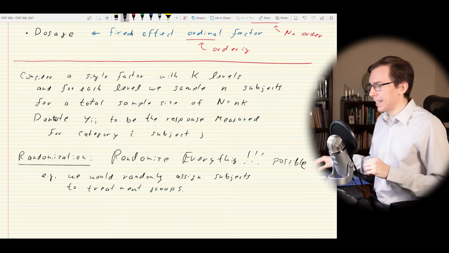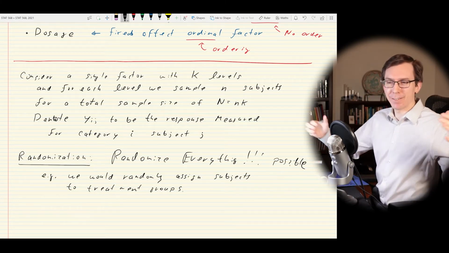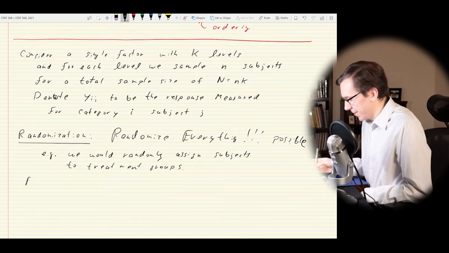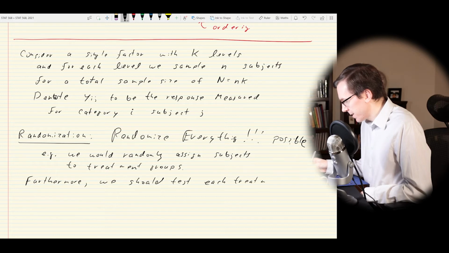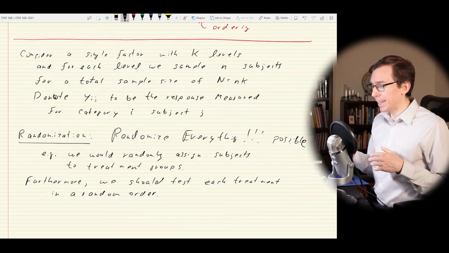And that's beyond anything like when we consider blocking and other more advanced topics. But for now, we'll just say that if we have our subjects, we want to randomly assign them. And there's actually one other subtlety about randomization, which we'll talk about as we go further. But furthermore, we should test each treatment in a random order. So this will make more sense when I give you some applied examples that I'm working on to show what I mean by that.